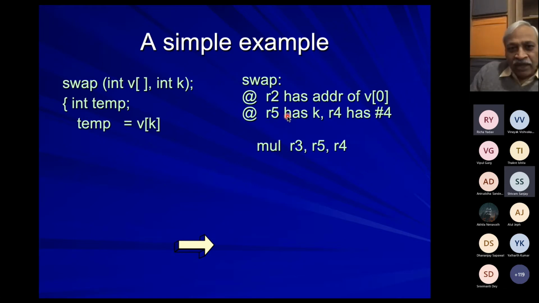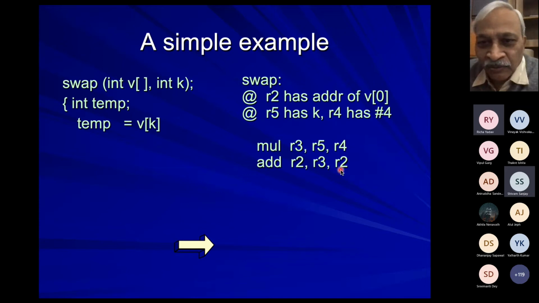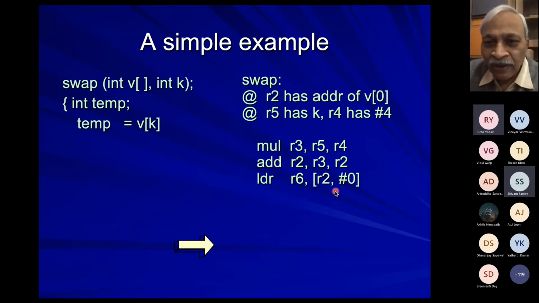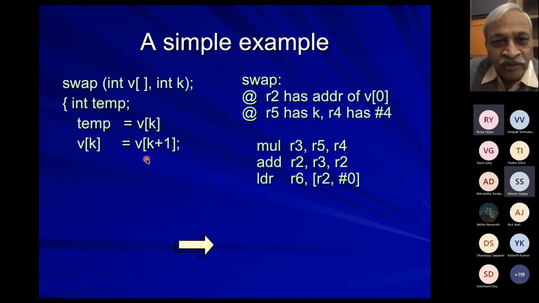So getting VK, loading VK into temp means that first we do address calculation. We multiply R5, which is K, by R4, which contains constant 4, because the offset has to be 4 times K. So we do this multiplication. We are assuming that K could be large, so we can't specify it directly, and secondly, it is coming as a result of this computation. So we need to explicitly perform addition of offset and the base, add R3 and R2, and we put it back in R2. We could have put it in a different register also. Then perform load. Now, since the entire address has come into R2, the offset part is 0. So we have loaded VK into the temporary location.